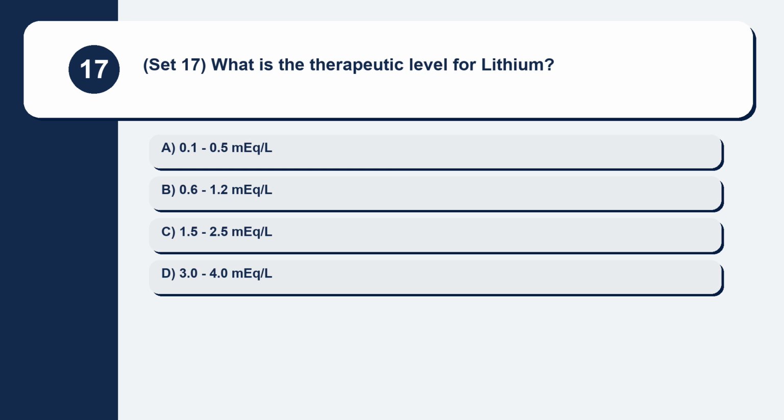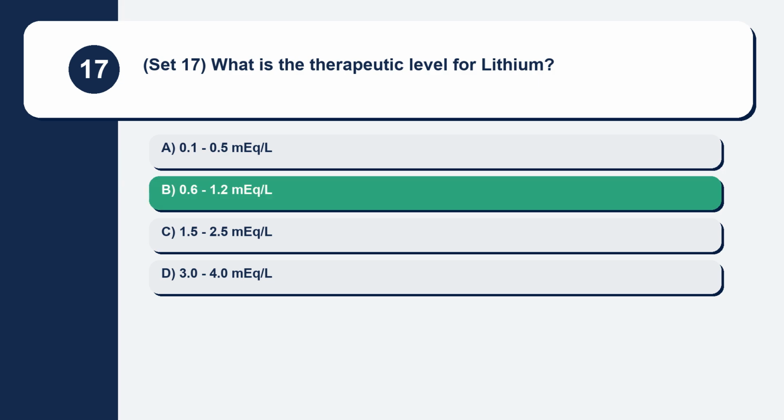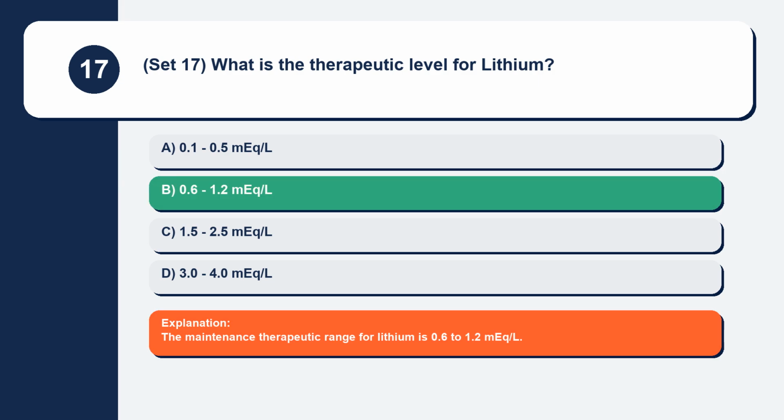Question 17. Set 17. What is the therapeutic level for lithium? 0.1 to 0.5 milliequivalent/L, 0.6 to 1.2 milliequivalent/L, 1.5 to 2.5 milliequivalent/L, 3.0 to 4.0 milliequivalent/L. The maintenance therapeutic range for lithium is 0.6 to 1.2 milliequivalent/L.